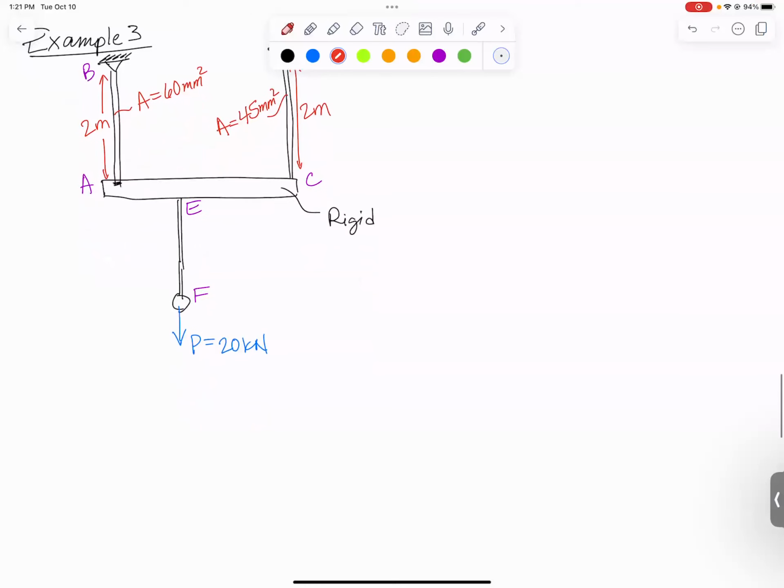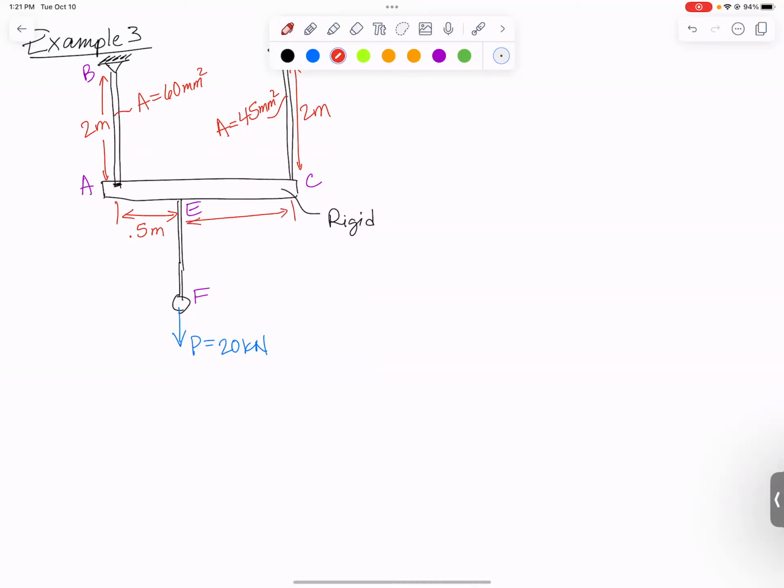And finally, a couple more dimensions. From A to E, we know this is off center, but by how much? That's half a meter. From E over to C is 0.75 meters. The length of the wire from E to F vertically is 1.5 meters, and the area of this wire is 75 square millimeters.